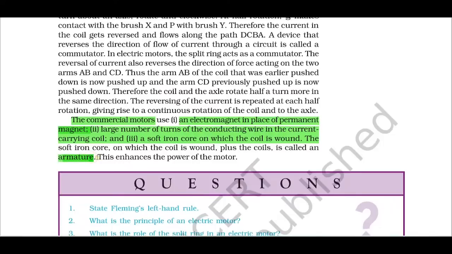The larger the number of turns of the coil, the more magnetic field is produced. This is how you construct a commercial motor. You use an electromagnet in place of a permanent magnet, a large number of turns of conducting wire, and a soft iron core on which the coil is wound. These are the three important factors by which you can convert a simple motor into a commercial motor.